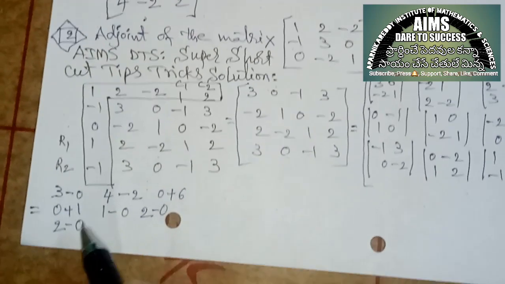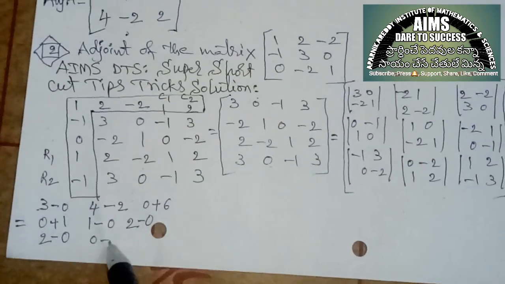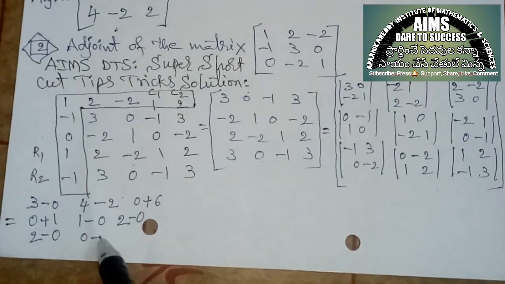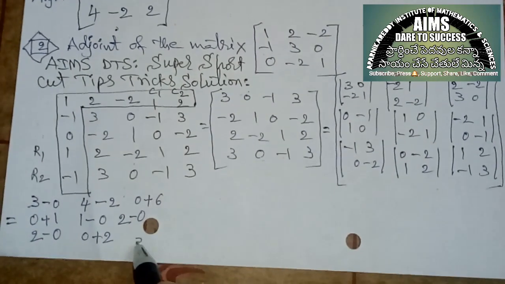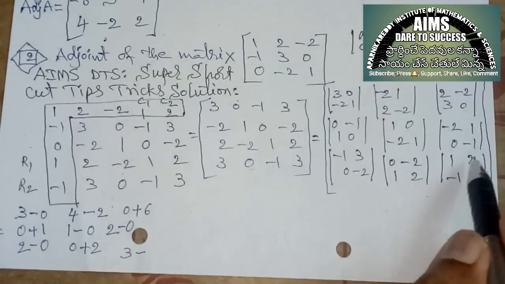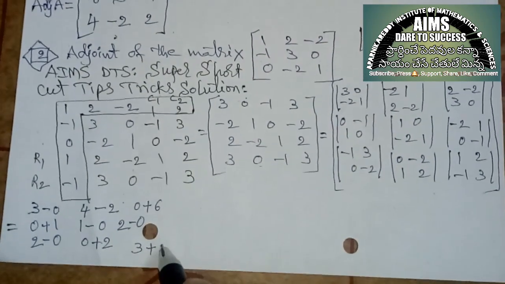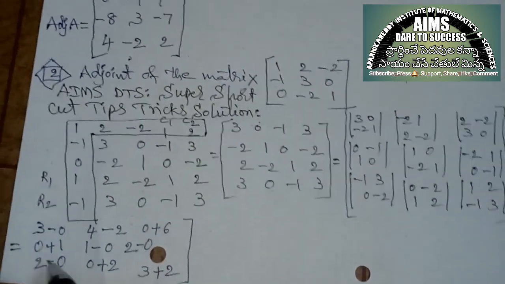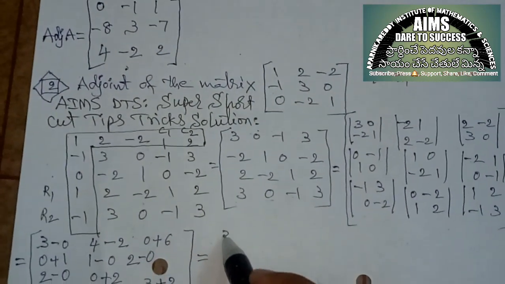After that minus 3 into 0, 0. Next 0 into 2, 0, minus 1 into minus 2, minus 2, minus of minus plus 2. After that last value 3 ones are 3. After that minus 1 into minus 2, minus 2. So minus of minus plus 2. Last value 3 minus 0, 3.